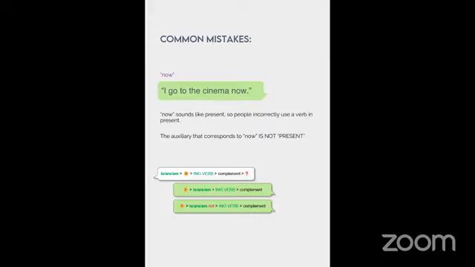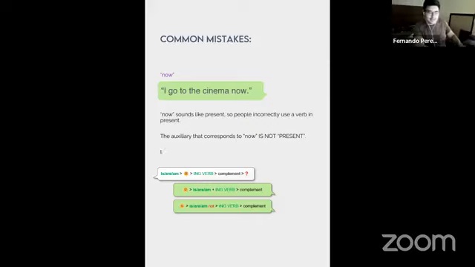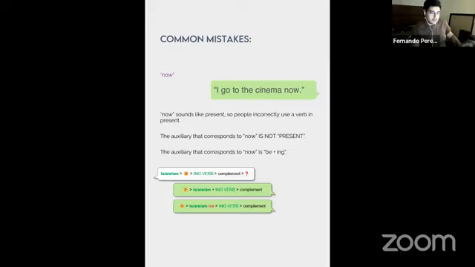The correct way is I'm going to the cinema now. Exactly. Very good. The formula or the auxiliary that corresponds to now is be plus ing. This is an auxiliary. So the correct expression is I am going to the cinema now.